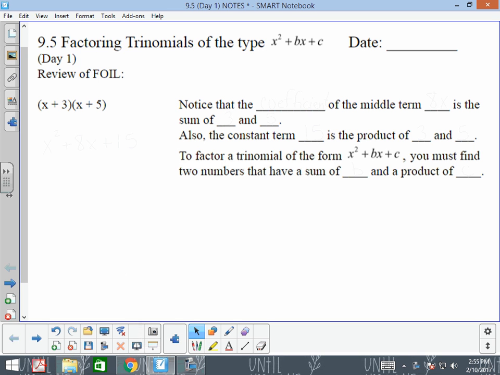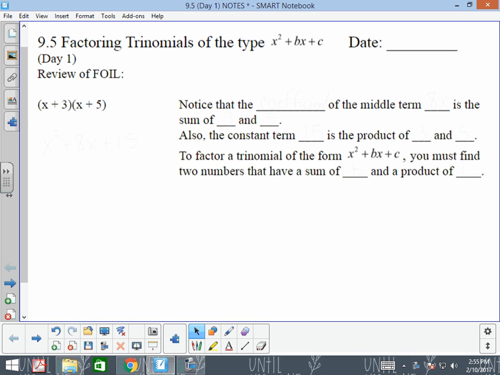This is 9.5 Day 1 notes, and in this video we are starting our second rule of factoring. Our first rule was using the greatest common factor rule. In this rule, we're first going to review FOIL and see how that relates to our factoring problems.